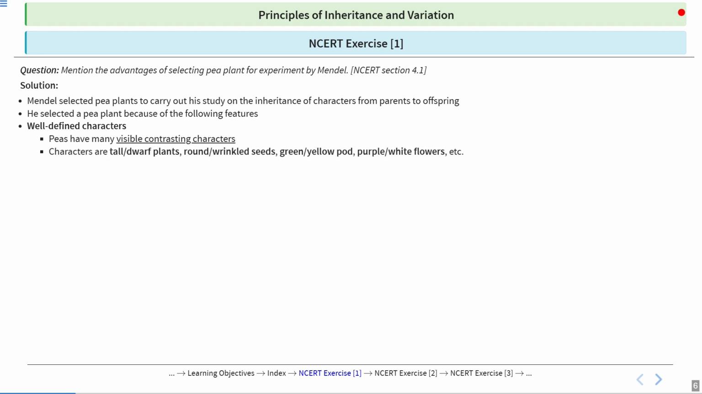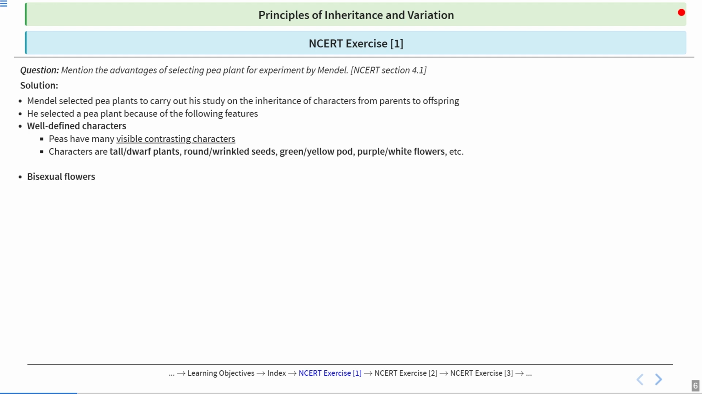The characters were tall or dwarf plants, and round or wrinkled seeds. This is also a contrasting character. Seeds were either round or wrinkled, and you can easily observe it. Then the pod color: pods were either green or yellow in color. Flowers were either purple or white. So these are two contrasting traits, two contrasting characters.